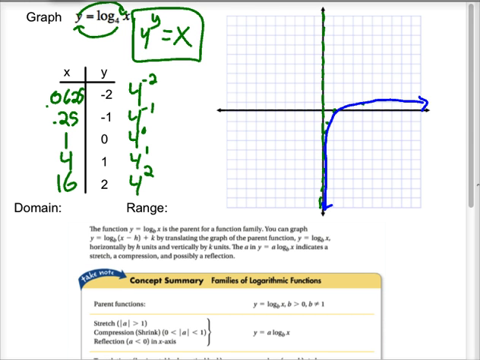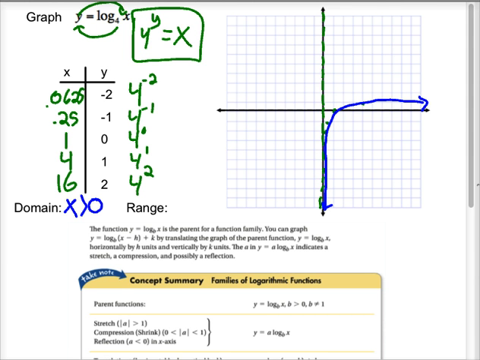And let's take a look at what happened. So my domain, well, my domain is actually exactly the same. I look to that vertical asymptote, which is sitting at 0. And I see all my x values being strictly greater than that 0.